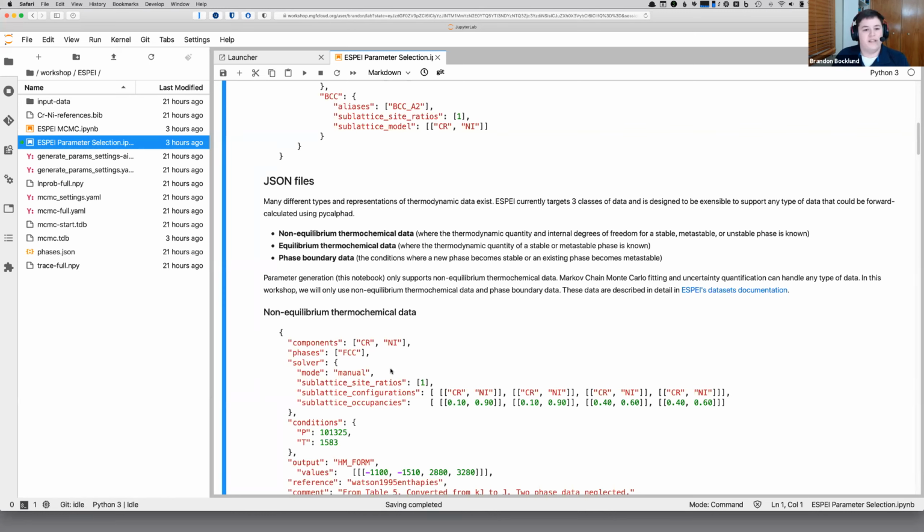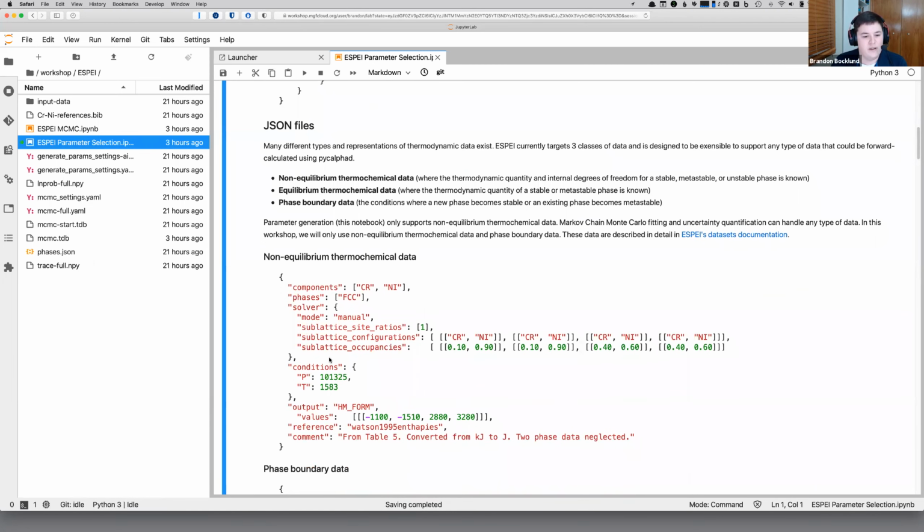Okay, so that's your phase JSON file. So that's going to define what we're fitting. And so, of course, the other thing that we need is the data that we will fit to. And so we categorize three different types of data that you can express in and use in ESPEI.